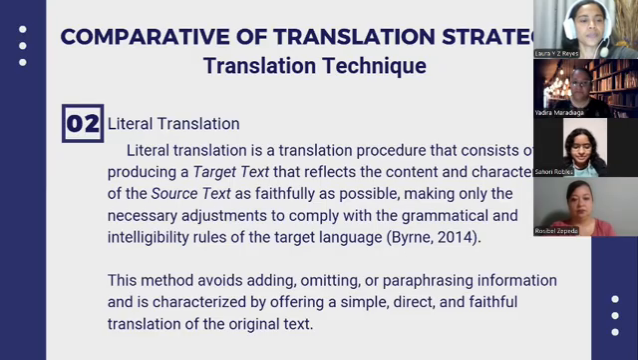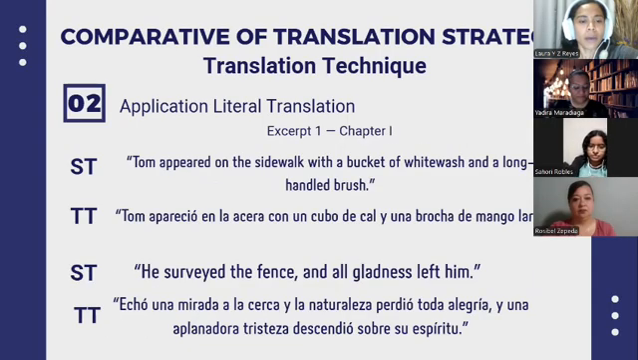Thank you, Saori. The second technique is literal translation. These are translation procedures that consist of producing a target text that reflects the content and the characteristics of the source text, according to Byrne. This method is shown in our source text in English: Tom appeared on the sidewalk with a bucket of whitewash and a long-handled brush.